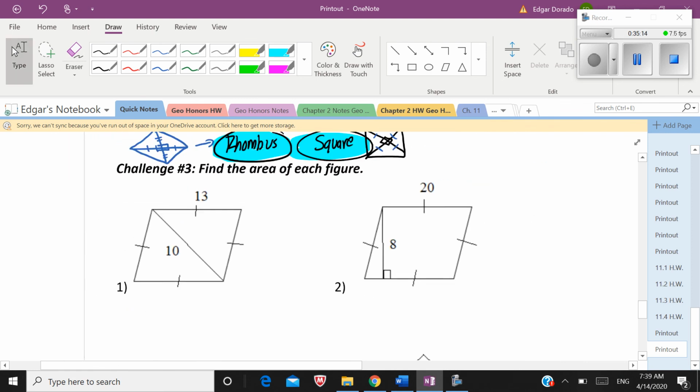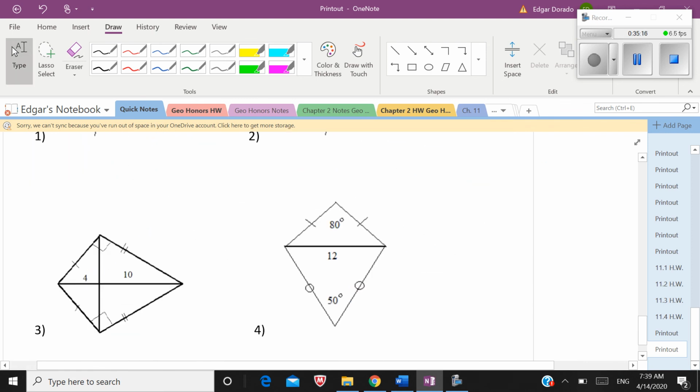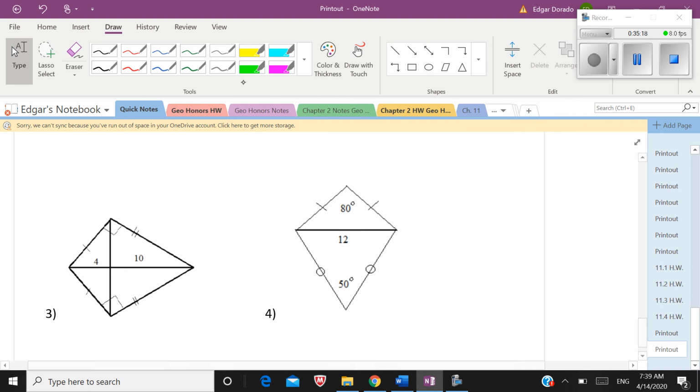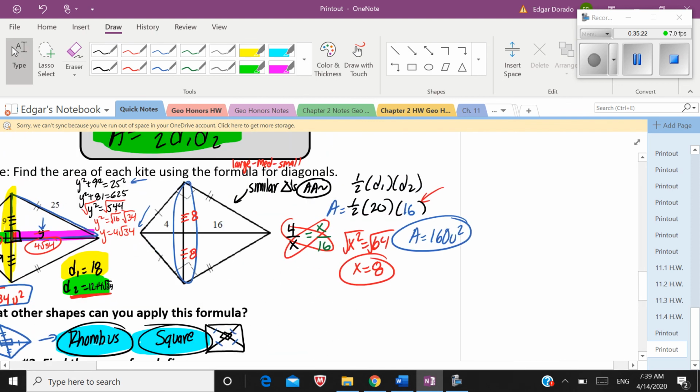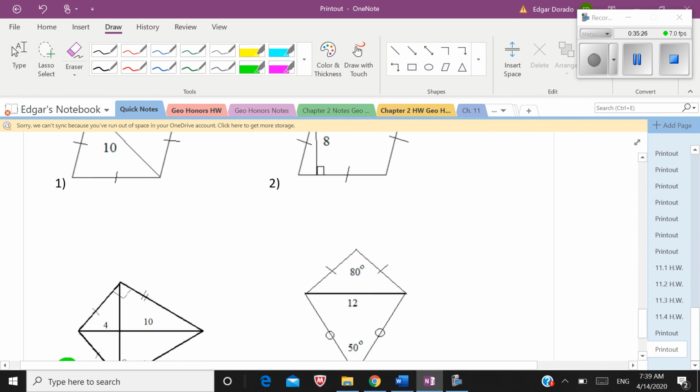All right, I'm not going to do all of these. I think this one is just a review. Number 3, guys, is almost the exact same thing as this problem. So I'm going to let you guys do that one on your own.